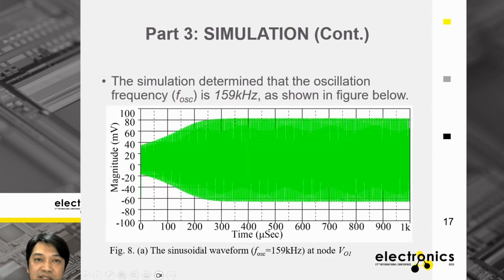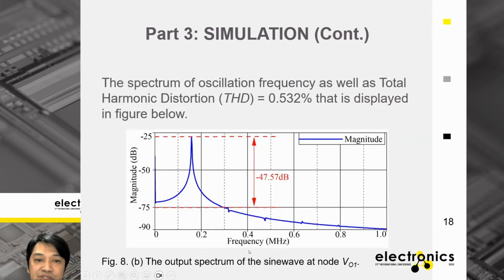And then the waveform of the oscillator. But when I measured this oscillator from SPICE, it showed a frequency of about 159 kHz, which is a bit different from the theoretical value, but not too much. And then the picture shows the spectrum of the oscillation frequency, as well as the total harmonic distortion of about 0.5% THD.